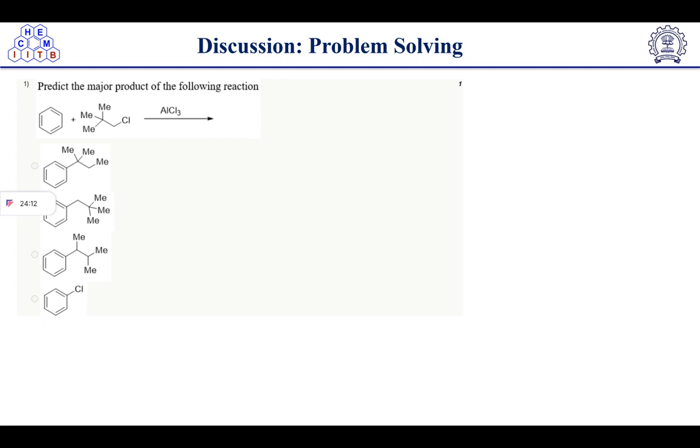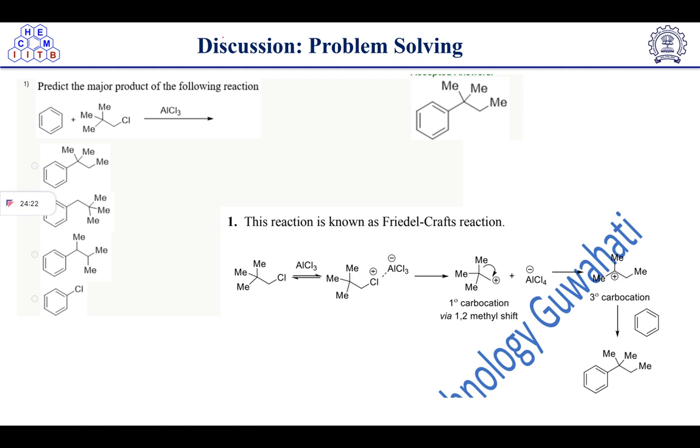Now let's solve some questions based on these things. Predict the major product of the following reaction. So AlCl3 is given. We know that this is a Friedel-Crafts reaction, right? First of all, what will happen? It will form a bond with this one, AlCl3, and it will form AlCl3 this way. Now AlCl4 is a good leaving group. It will knock out and carbocation formation will take place.